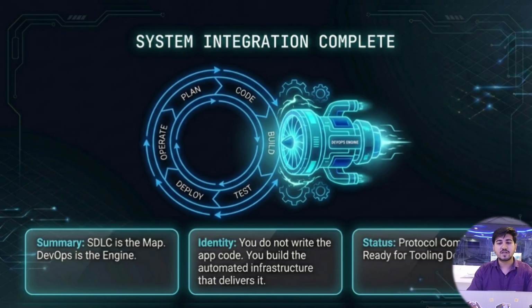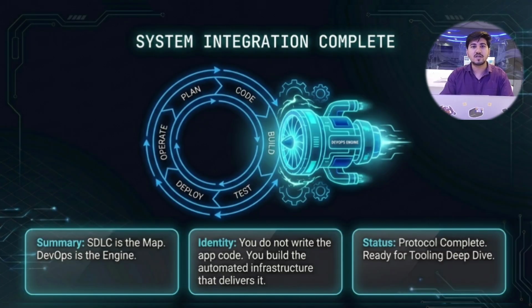Next is system integration, where all the complete details will be used. So first is SDLC, the map. The DevOps engineer is nothing but the systems engine. Identity: you do not write the app code, but you do write the scripting. You work on building the code, then testing the code, then deployment as well. So these are the things which you will be working on.